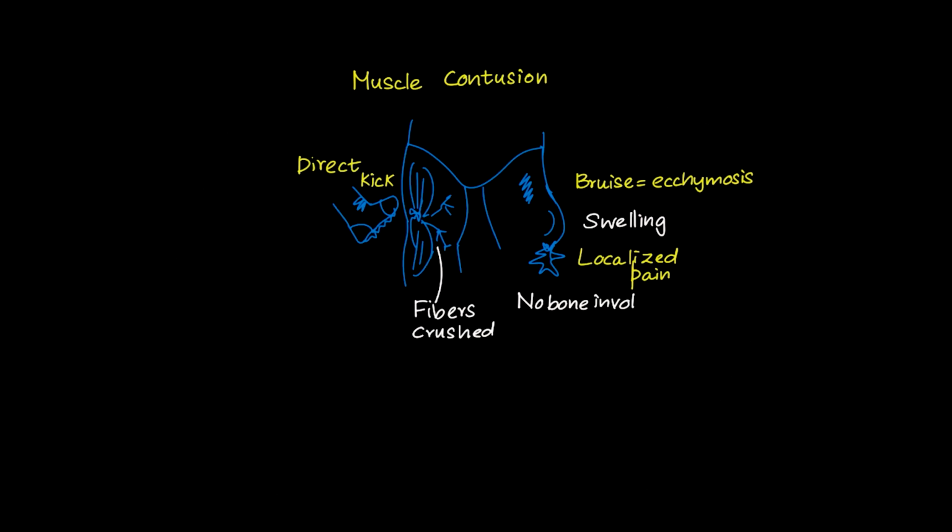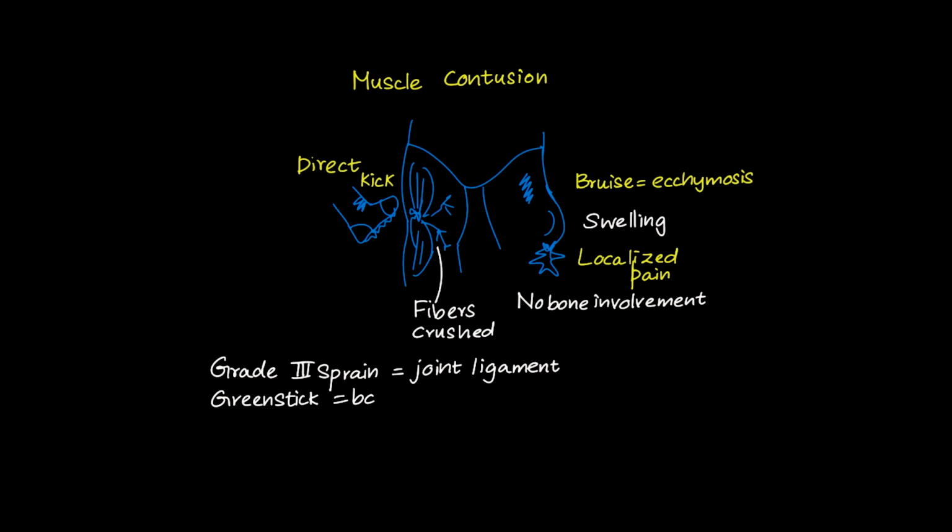Option A is wrong, because a grade 3 sprain involves ligament tearing at a joint rather than muscle fiber damage from a direct blow. The injury described is in the muscle belly, not at a joint. Option B is wrong because greenstick fractures affect bone and require bony involvement by definition. The question specifies no bone involvement. Option D is wrong because stress fractures develop gradually from repetitive loading over weeks or months. This injury happened in one moment from a single kick.